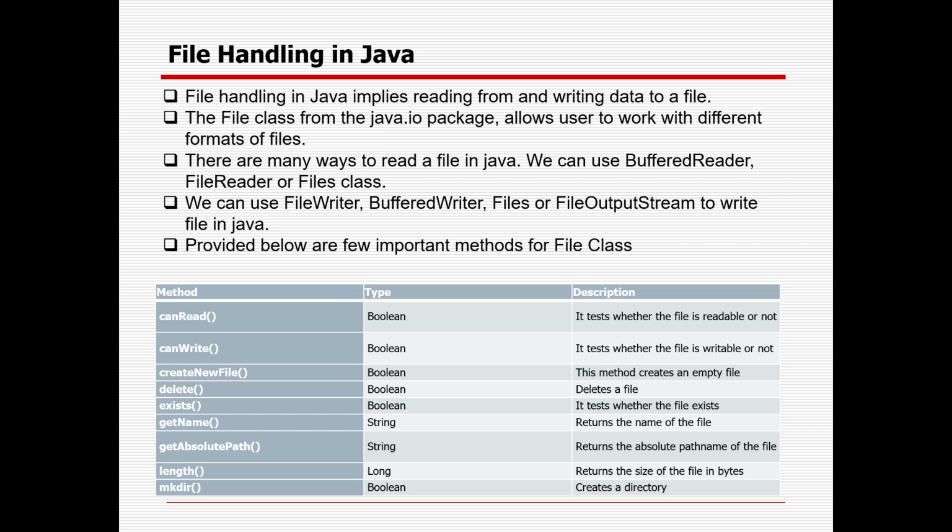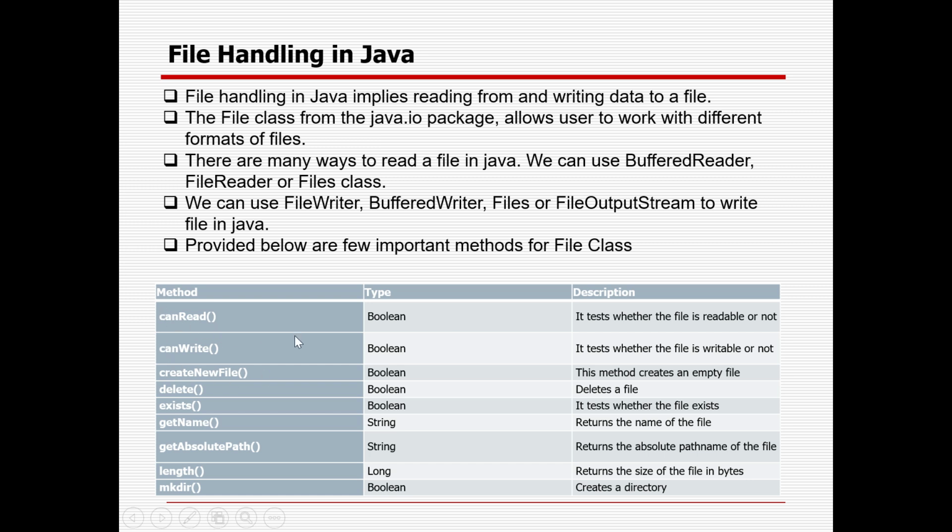So the File class from the java.io package allows users to work with different formats of file. There are many ways to read a file in Java. You can use BufferedReader, FileReader, or Files classes. Similarly, you can use FileWriter, BufferedWriter, Files, or FileOutputStream to write a file in Java. These are the important methods available in the File class in Java.